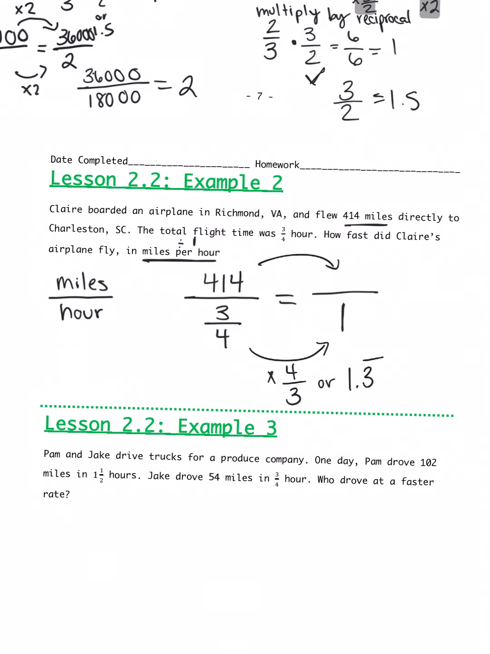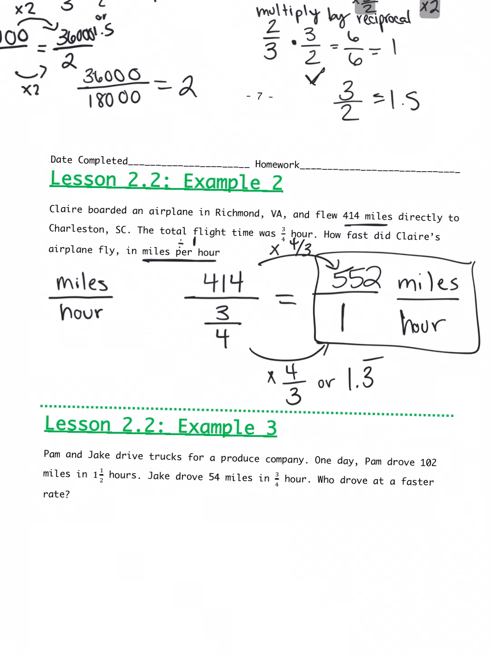But up here, it's a little different. So we're going to multiply by that 4/3. And that means we're going to multiply the numerators, which would be the 414 and the 4. So 414 times 4 gives us 1,656. And then we're going to divide it by 3, which gives us 552. So our total is 552 miles per hour. And that's it right there, 552 miles per hour.